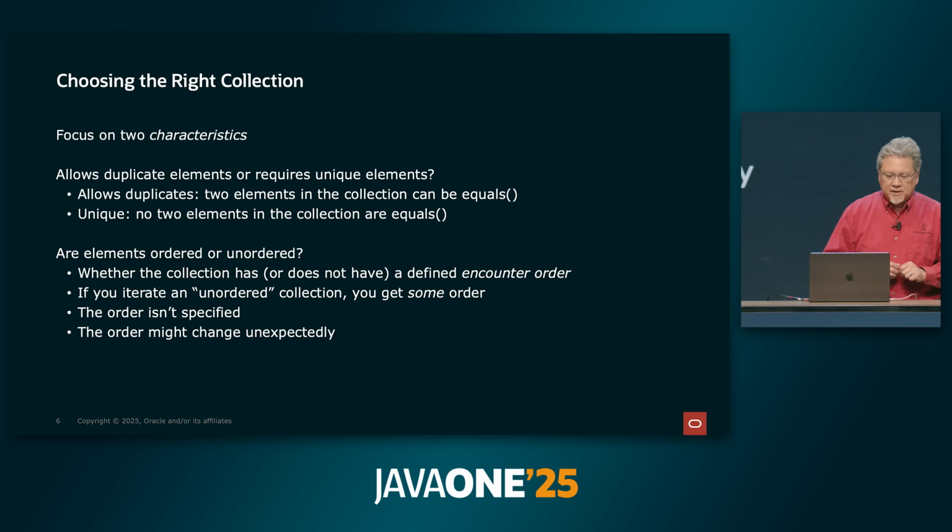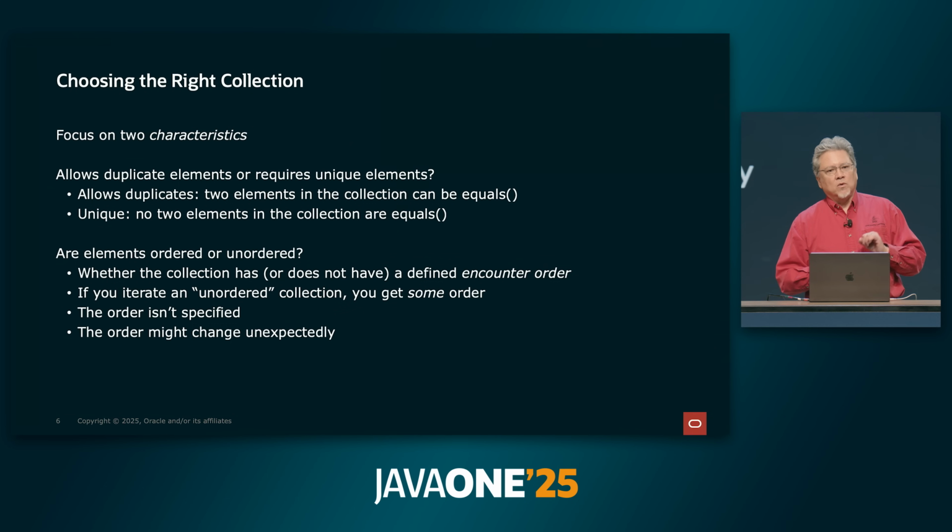The second characteristic I want to talk about is: are the elements ordered or unordered? The term that we're using in the specifications for ordering is encounter order. Does the collection have a defined encounter order, or does it not? This is pretty subtle. A hash set is the typical example of a collection that does not have a defined encounter order. If you iterate a hash set, you get those elements in some order, and people say, well, isn't that the encounter order of the hash set? But that's not really true, because the order in which you get the elements out of a hash set is not defined. There are other sets like Set.of, which are actually randomized, and so the order of those kinds of collections is not defined.